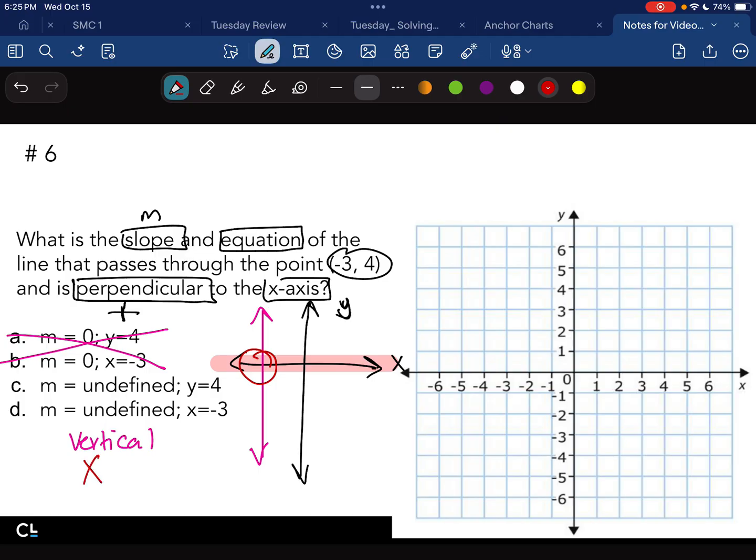So you know that it's going to be x equal a number. So I am going to use my point again. They gave me -3, 4. This is my x value. This is my y value. I just care about my x value. So my equation should be x is equal to -3.